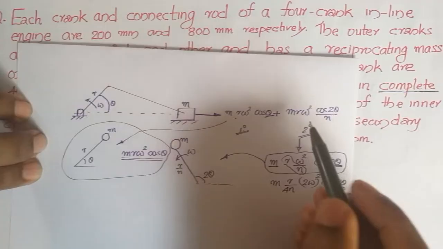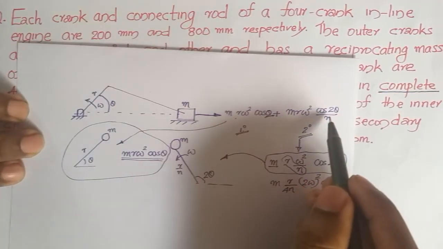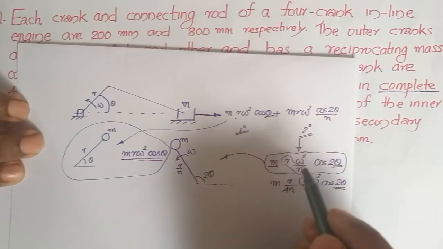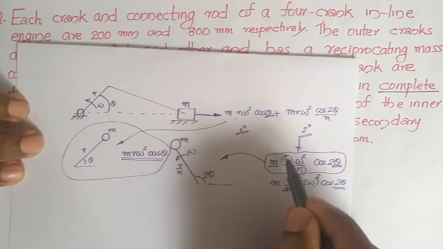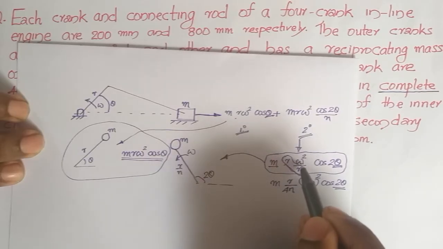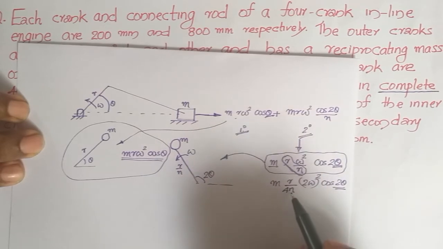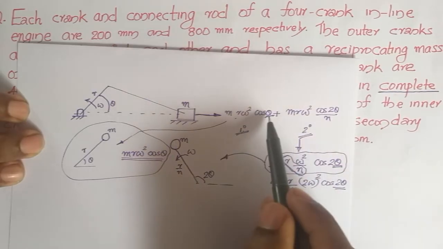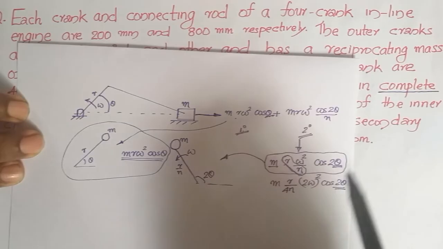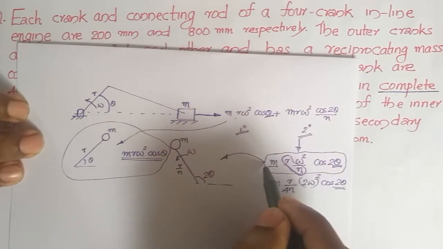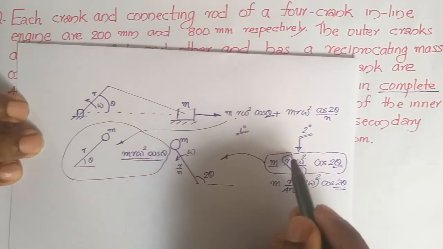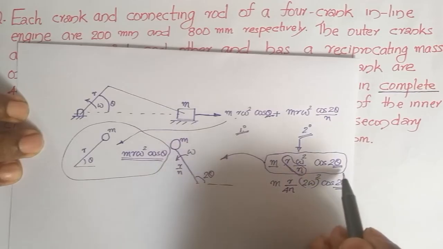And similarly, the secondary unbalanced force is mr omega square cos 2 theta by n, which I can rewrite as m into r by n into omega square into cos 2 theta. Otherwise, I can write it as m into r by n into 2 omega the whole square into cos 2 theta. So in primary unbalanced force, you are having cos theta terms, and here it is 2 theta. So the effect of secondary unbalanced force, I will be taking this expression while solving problems.